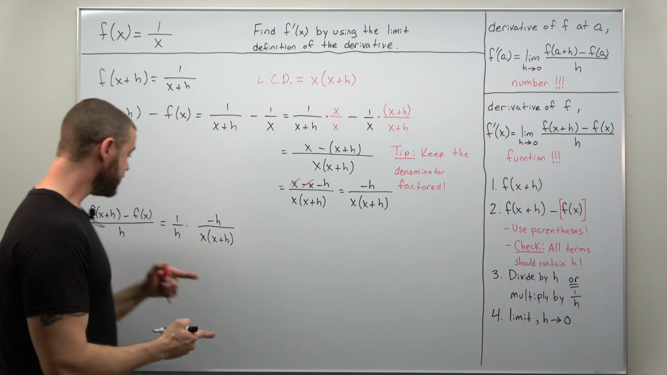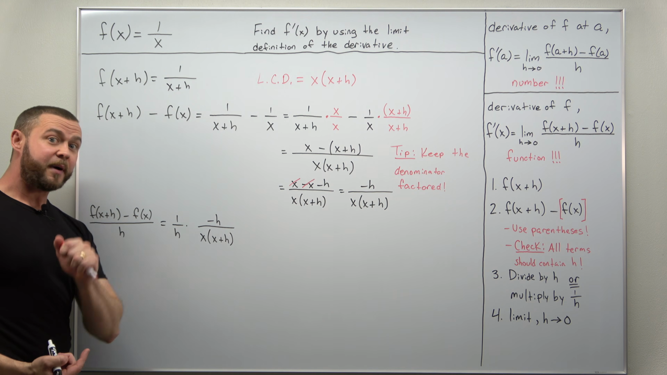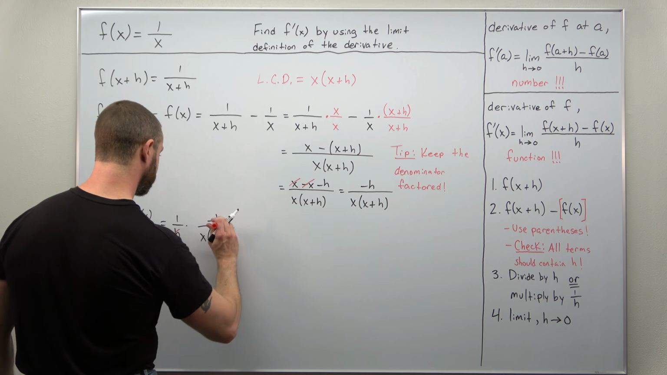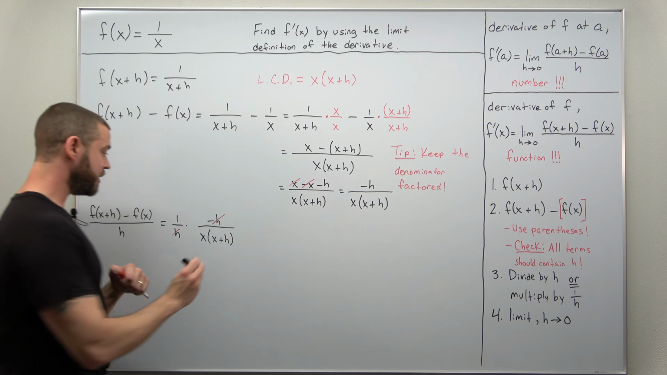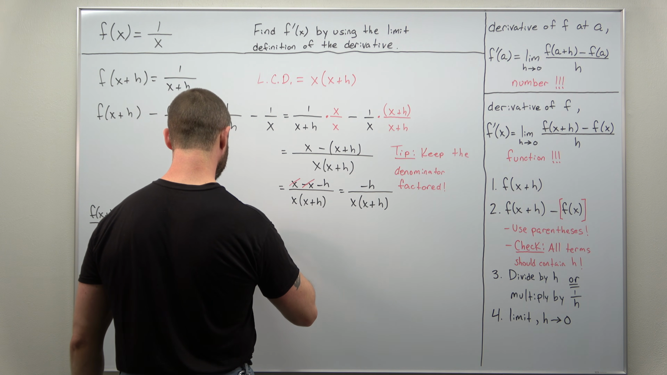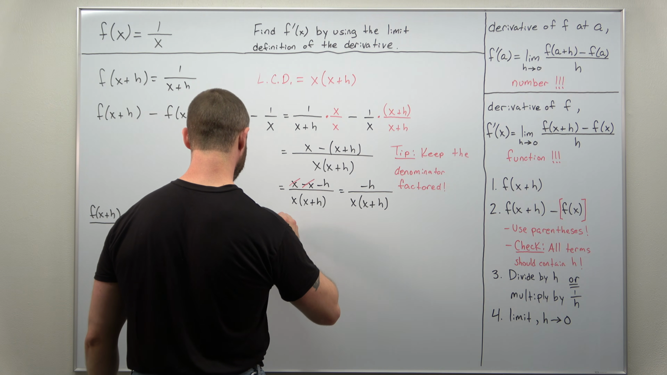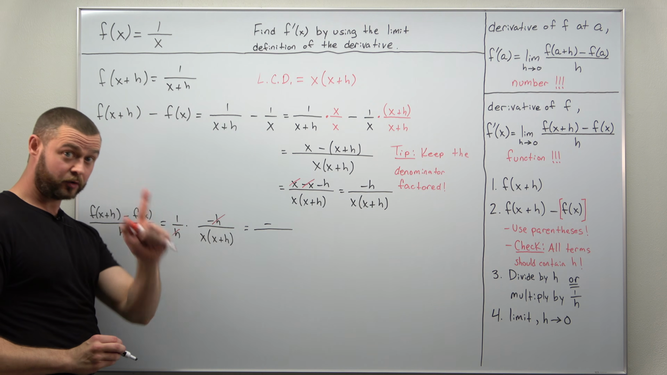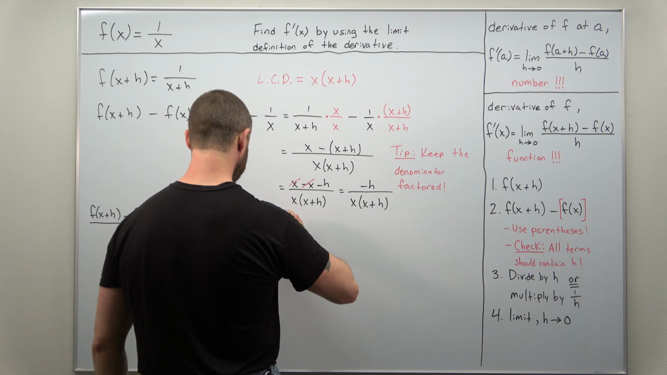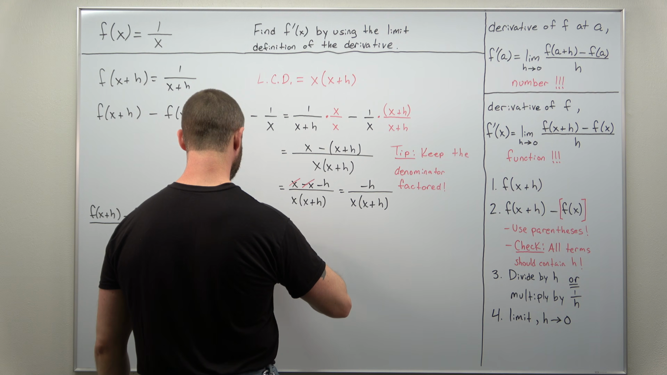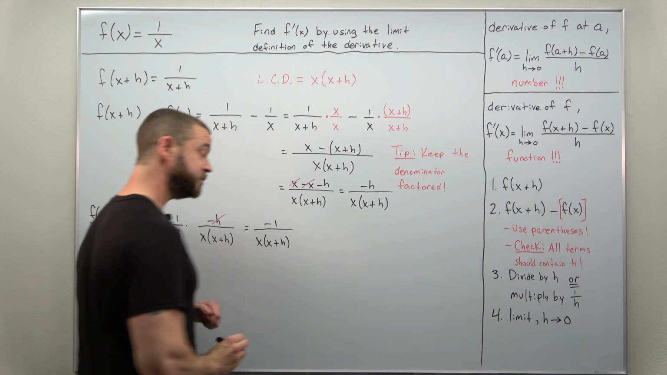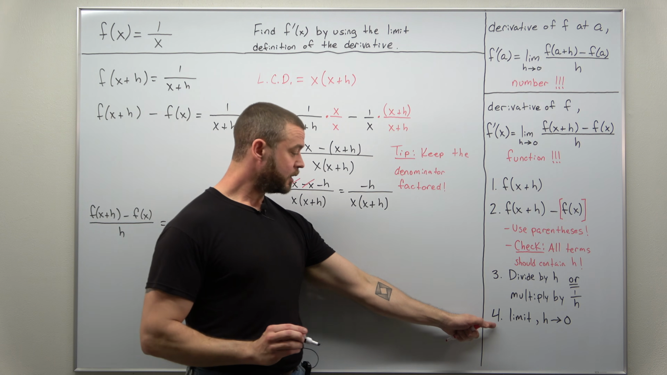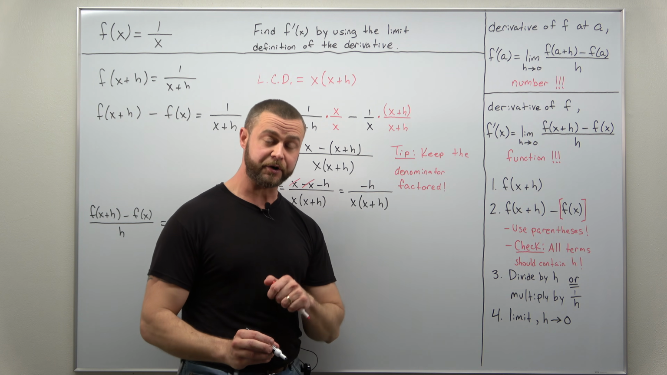And now, when we equivalently multiply by the reciprocal, multiplying by 1 over h, you can see those now cancel out, and what we are left with at the end of step 3 is negative 1. Remember, when factors cancel, you're left with 1 over x times x plus h. And now we go to our last step, taking a limit as h goes to 0.